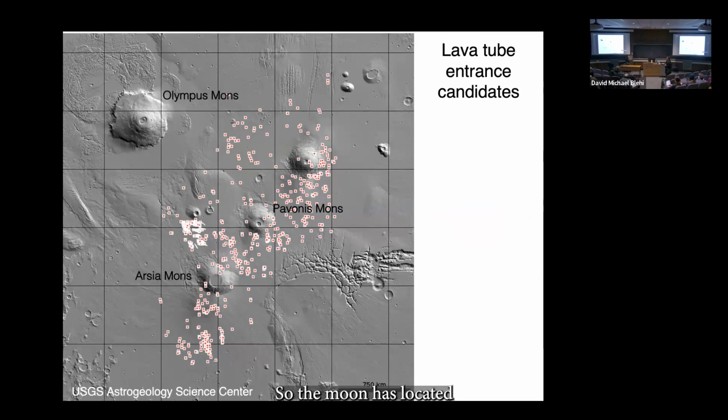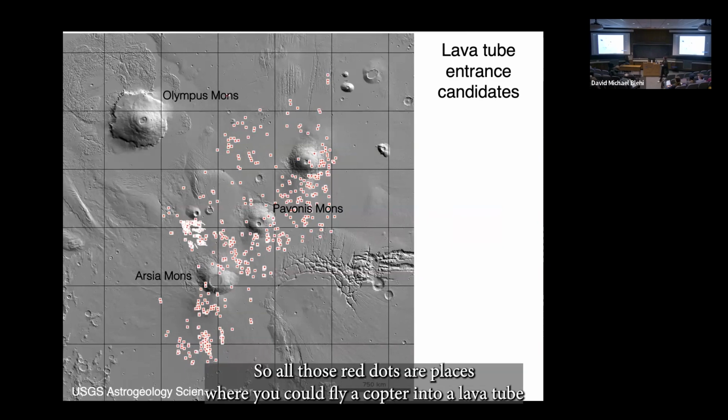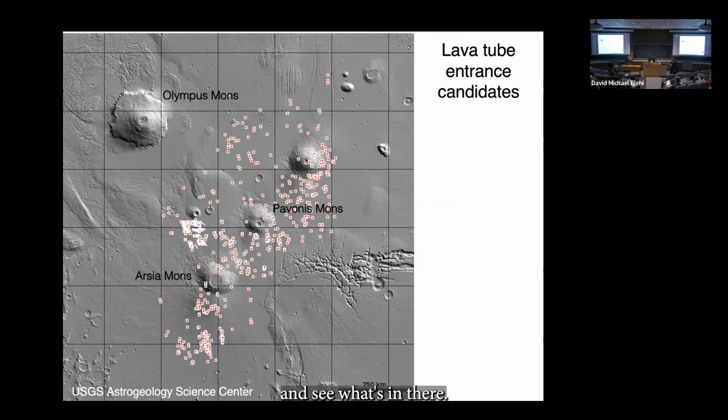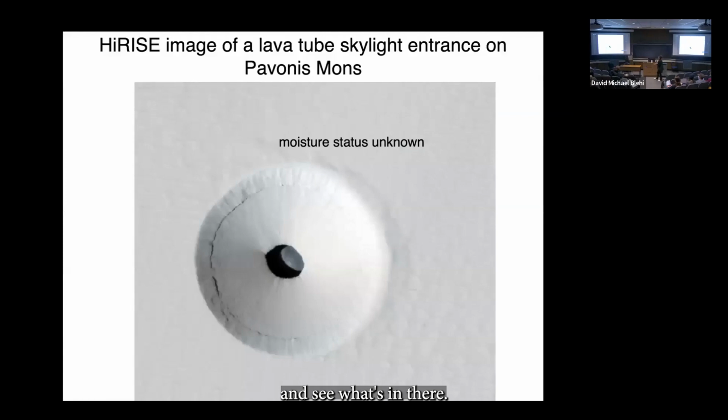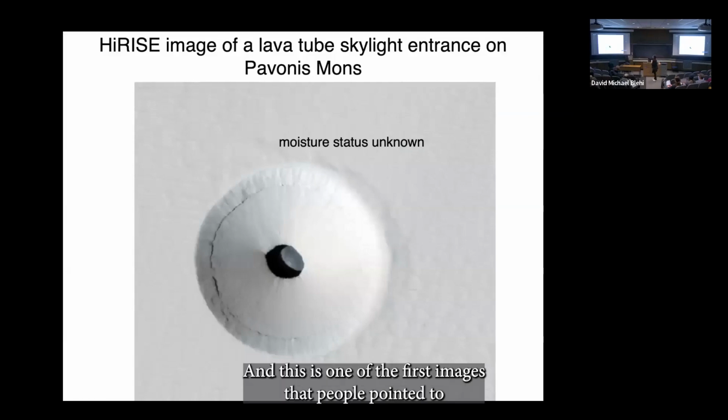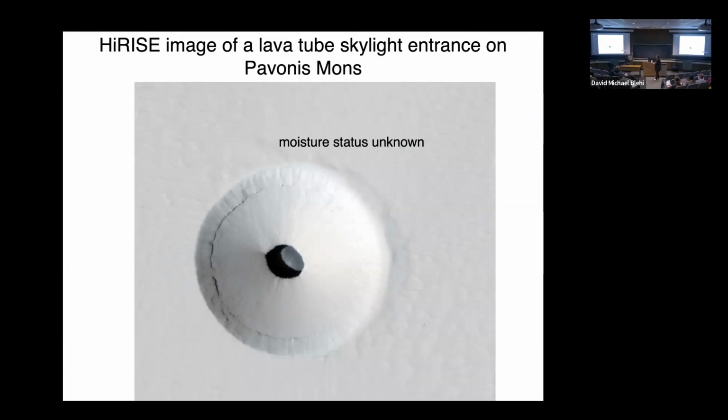And so someone has located, for exploration purposes, entrance candidates. So this is a much bigger scale here. All those red dots are places where you could fly a copter into a lava tube and see what's in there. And this is one of the first images that people pointed to when people asked about lava tubes on caves.